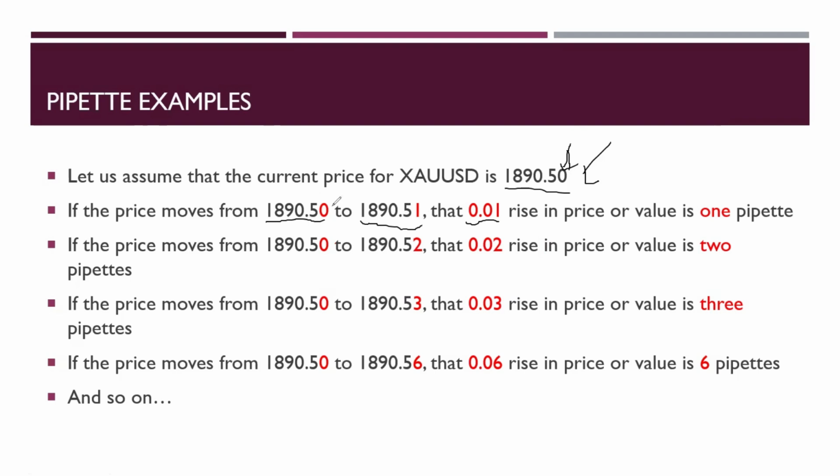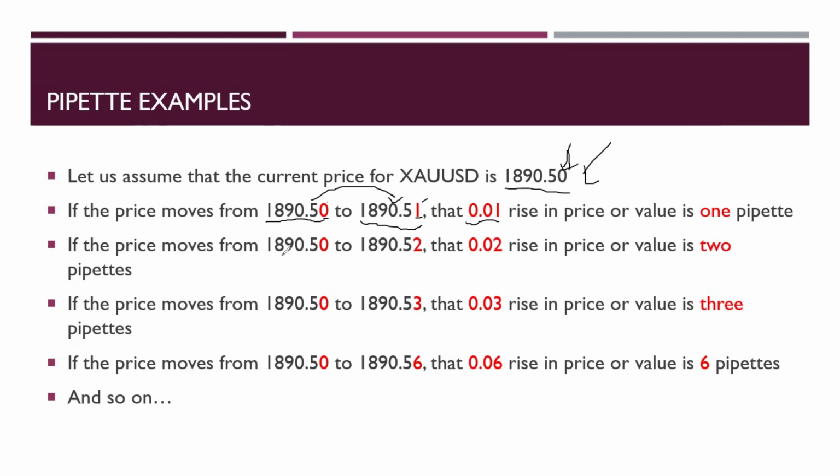So when you subtract this particular number from this, if you have a calculator, you can subtract 1890.50 from 1890.51, and you see that the answer will be 0.01. So that's 0.01 rise, and you notice from 0 to 1 is an increase. So that 0.01 rise in price is what we call 1 pipette. The change was in the last number here. So from 0 to 1, that 0.01 rise is 1 pipette.